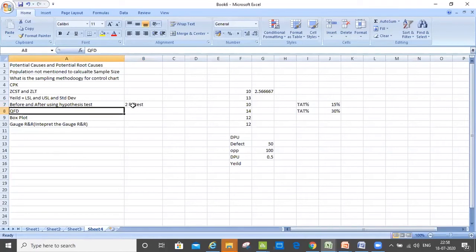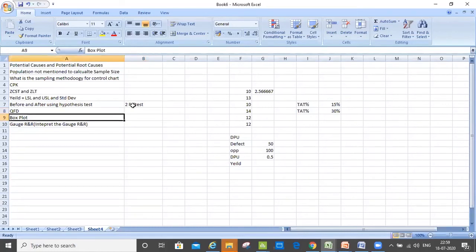QFD, we have not covered it. It's called Quality Function Deployment. It is a tool used by master black belts to identify the customer touch points. We have not covered it in the black belt, but it is there in the model test paper you're saying, right? Yeah. Okay, just ignore it. You won't find it there.